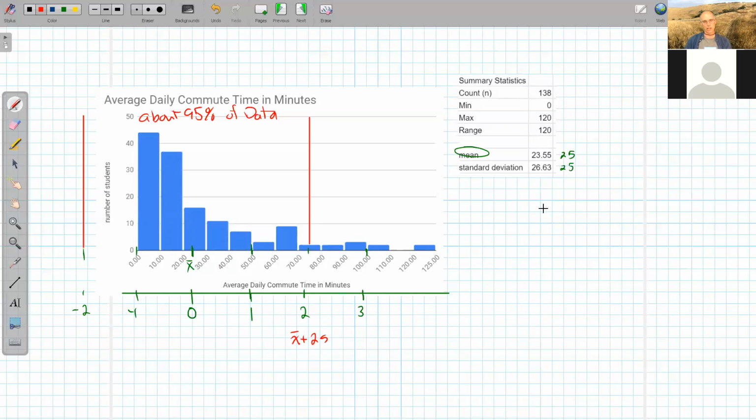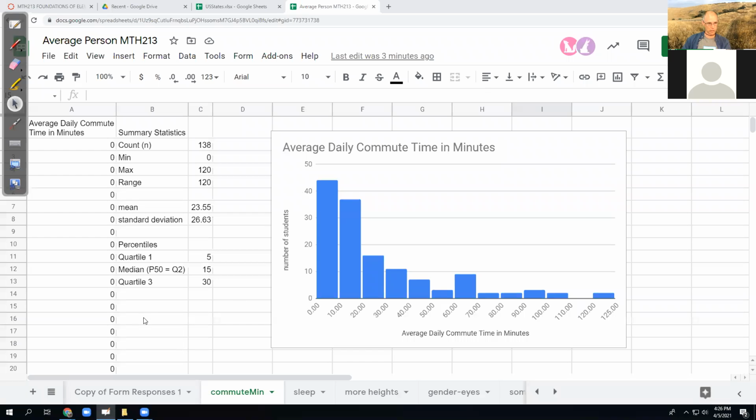And we can calculate that on the spreadsheet. So I'm going to add that in here just for fun underneath here. I want the mean plus 2 standard deviations, 2s. So I can just go equals mean plus 2 times the standard deviation. Click. So I was calling it 75, it's almost 77. So that's like the upper end of what's normal. Anyone who has a commute time higher than that is unusual compared to the rest of the crowd.